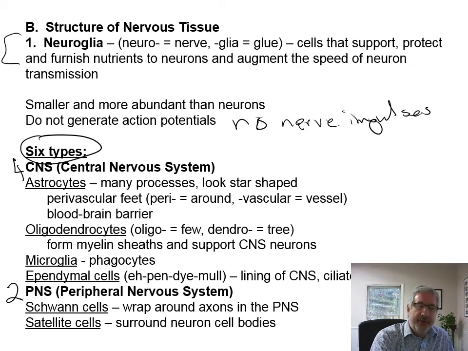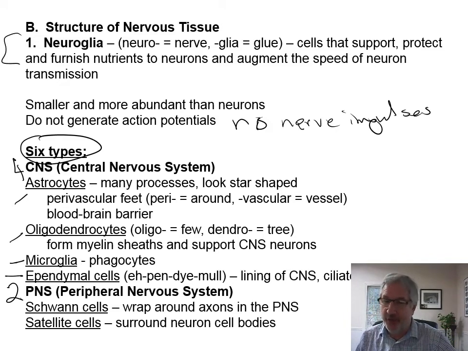In the central nervous system, you have astrocytes, oligodendrocytes, microglia, and ependymal cells. Astrocytes have many processes. They look star-shaped. They have what are called perivascular feet. Peri means around, vascular means vessel. So the astrocytes go around things, and they help form the blood-brain barrier.